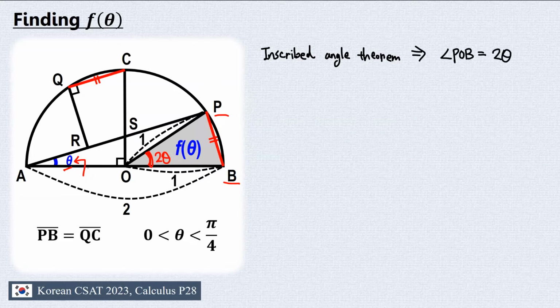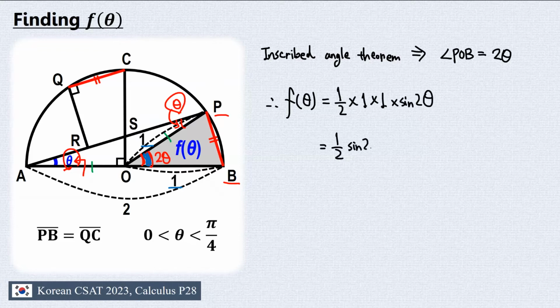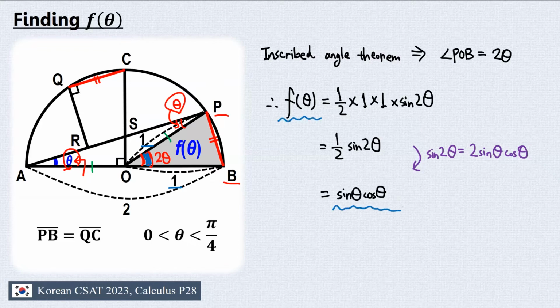You can also find this from the fact that triangle OAP is isosceles, and thus this angle is theta, and angle POB is an exterior angle of triangle OAP, so it is the sum of this angle and this angle. Therefore, the area F theta can be calculated using 2 side lengths and the angle between them. So we have 1/2 times 1 times 1 times sine 2 theta, which is 1/2 sine 2 theta. And you can always use the double angle formula for sine to write this as sine theta cosine theta. Okay, that was easy.